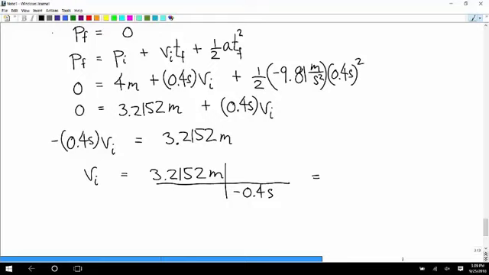And you get an initial velocity of negative 8.04 meters per second. Does it make sense that it's negative? Yeah, because it's being thrown down, and that's our negative direction. Does it make sense that the acceleration and the initial velocity have the same sign? Yeah, and gravity, as something's coming down, is going to be speeding it up.